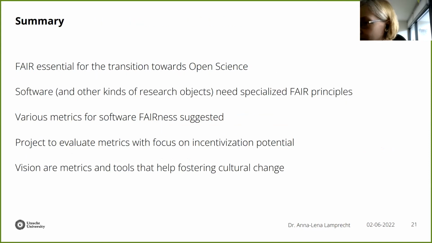I think I'm coming to the end of this presentation, though we still have a bit of time for discussion. So the points I would like you to take away from this are, first, that FAIR in general is essential for the transition towards open science. It has applications not only to software, but also to other kinds of research objects, and they all need specialized FAIR principles, always along the same lines, but they need to be adapted a bit. Various metrics have been suggested, not only for software fairness, but for fairness in general.